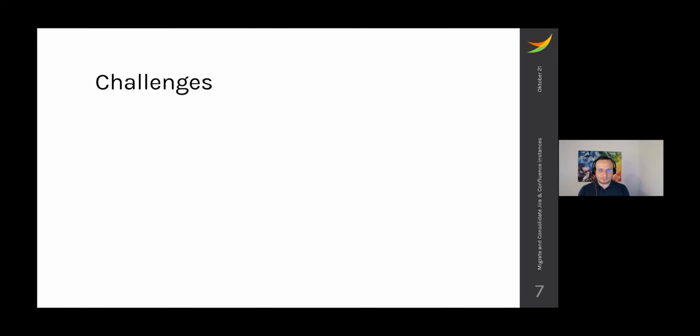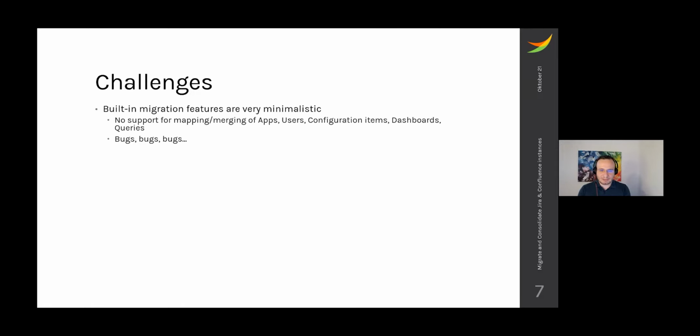What are your challenges? So first of all, built-in migration features in the tools are minimalistic. There is no support for mapping or merging usually. If there is, it's only for parts of the stuff. There are lots of bugs. So as a partner, we were always called to customers when the normal import didn't work anymore, because there was like legacy data in there or just a bug in the system.